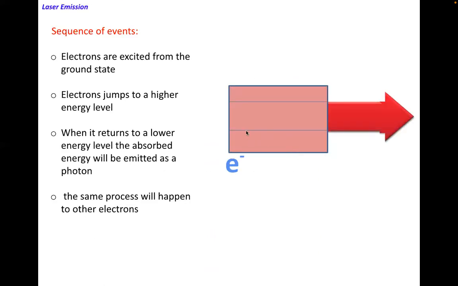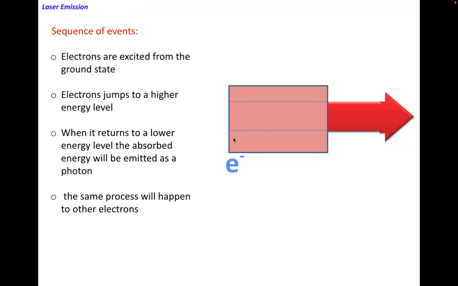How is it emitted? So here's a sequence of events of what is happening. First, you must have the electrons. They will be excited from the ground state. So let's say these are your electrons on your lasing medium, on the gas.